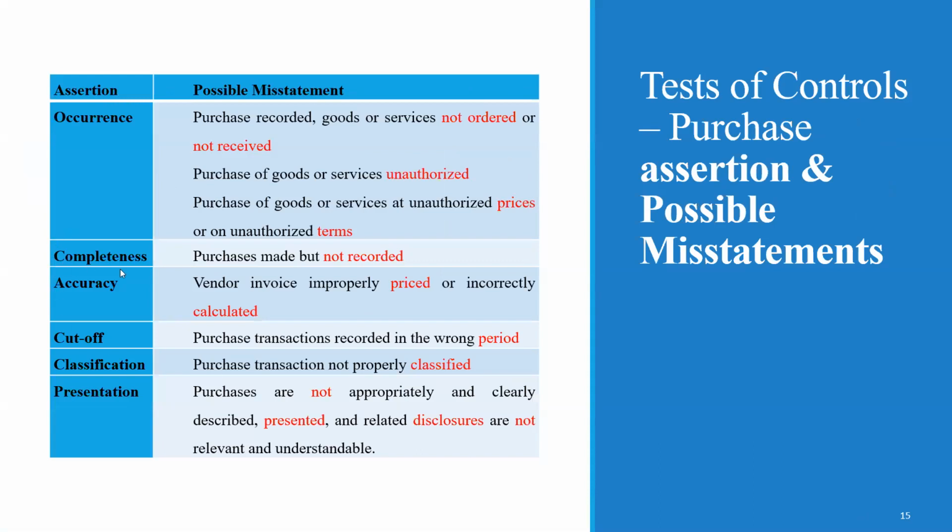If we are talking about the completeness assertion, what are the key controls here? And how would you design the test of controls? For completeness in purchase, we want to ensure all the purchases have been recorded in the purchase accounts, in the inventory accounts, and also the relevant payments would also be completely recorded.